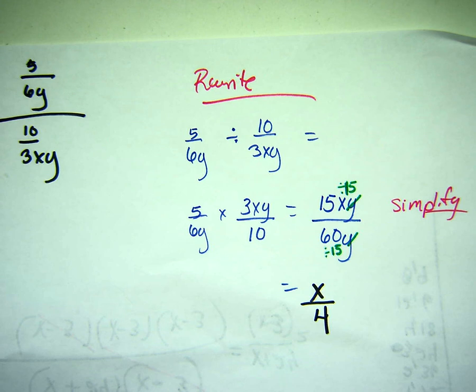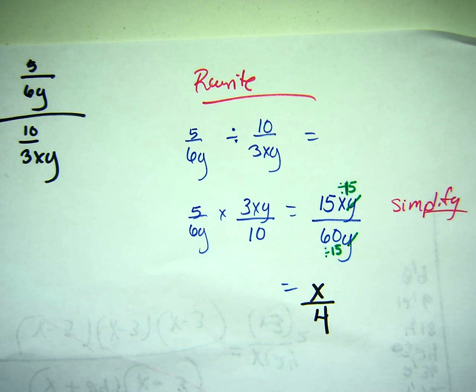6 times 10 gives you 60 to bring over your y. But you can still simplify it even further. 15 and 60 can be reduced because 15 can go into itself one time. And then 60 divided by 15 is 4. Notice how I canceled out my y's right here, because that's a y and that's a y, so they're gone.